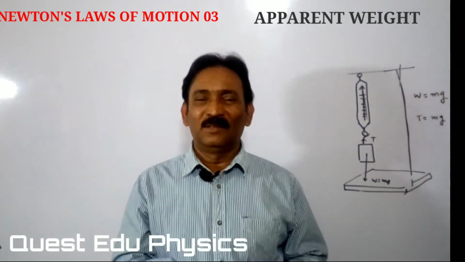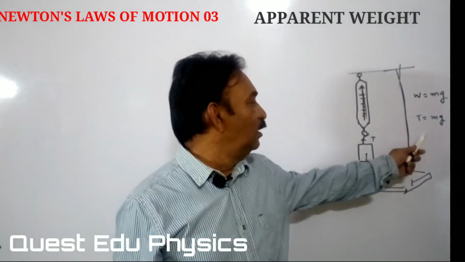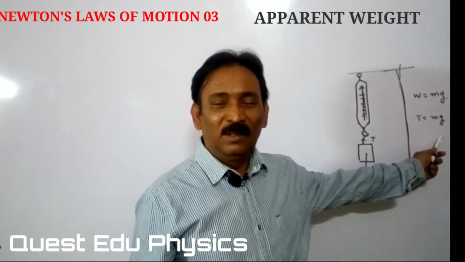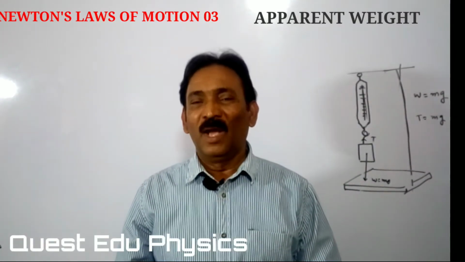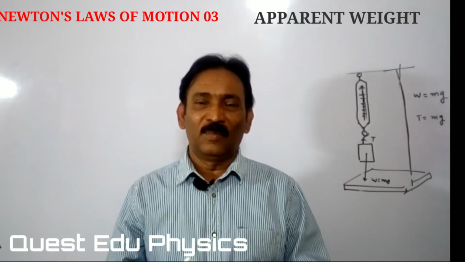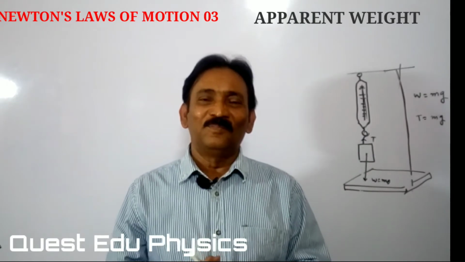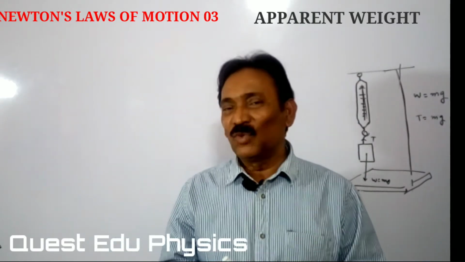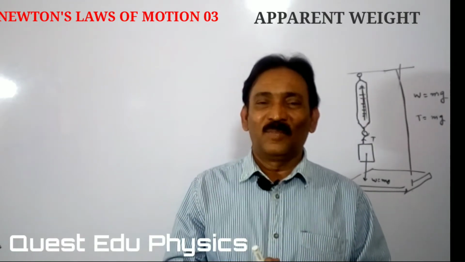Actually, it's not the weight. It measures the mass. What they did is make an arrangement. They got the normal reaction and divided it by the acceleration due to gravity, and we get the mass. Understanding, students? Mass is the matter, and weight is the gravitational force acting on the mass. The two things are different.